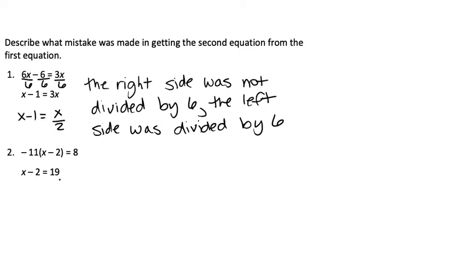Looking at the second problem, we have negative 11 times x minus 2 equals 8, and then x minus 2 equals 19. So looking at the numbers here, it looks like what was done is they added 11 to both sides. However, that's not allowed because this isn't minus 11 plus x minus 2 or anything like that. This negative 11 is multiplied by the x minus 2, and so to get rid of it, I need to divide by negative 11.